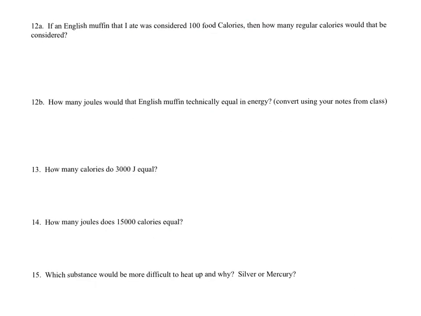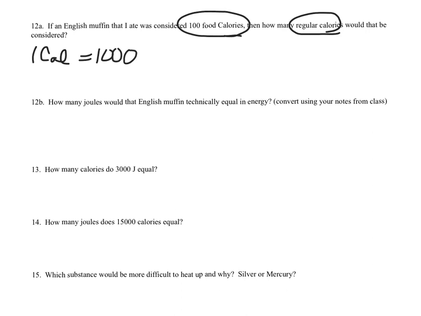All right, for question 12, we are looking into just getting used to some of our units that we talked about with energy and heat. So we have an English muffin that was 100 food calories. Now remember, a food calorie is a capital C calorie. We want to know how many regular or science calories that would be. Let's quickly remember that one capital C food calorie is equal to 1,000 regular science calories.